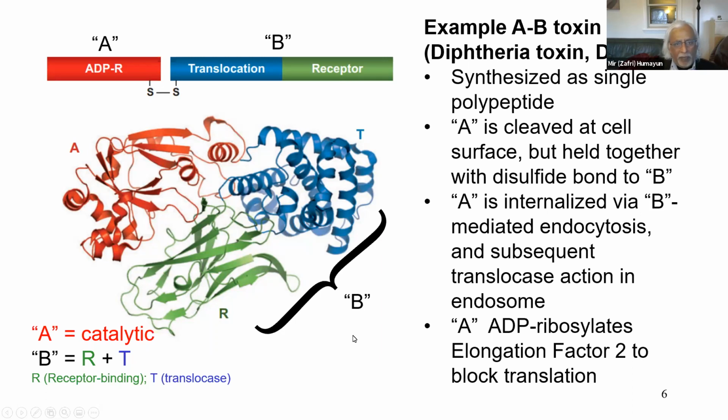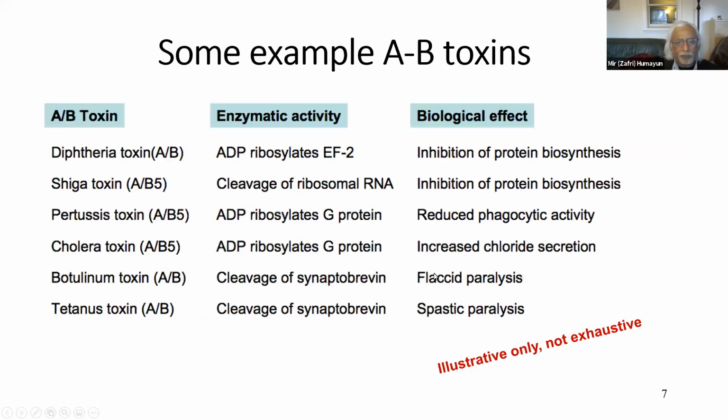The enzymatic function of A is to ADP ribosylate elongation factor 2, that is the translation elongation factor 2, to block translation. What ADP ribosylation means is shown in the next diagram.